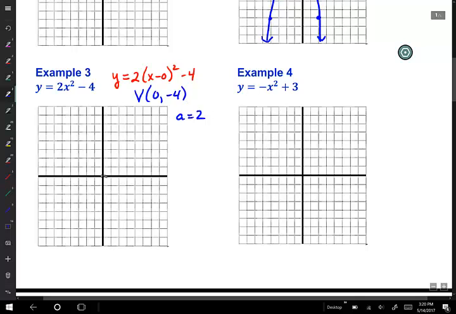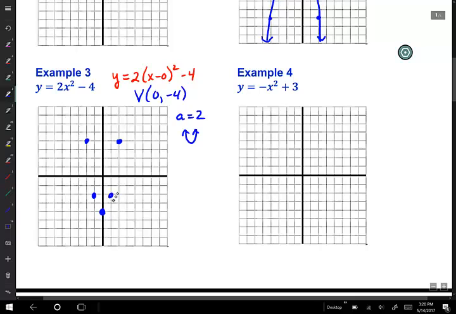So we're going to go to 0, negative 4, put our dot. A value is positive, so that means it goes up. So instead of going over 1, up 1, we're going to go up the value of a: over 1, up 2. Normal next step would be 2, 4. Now it's going to be 2, 8. So over 2, up 8. 2, 4, 6, 8. Instead of over 3, up 9, it would be over 3, up 18.